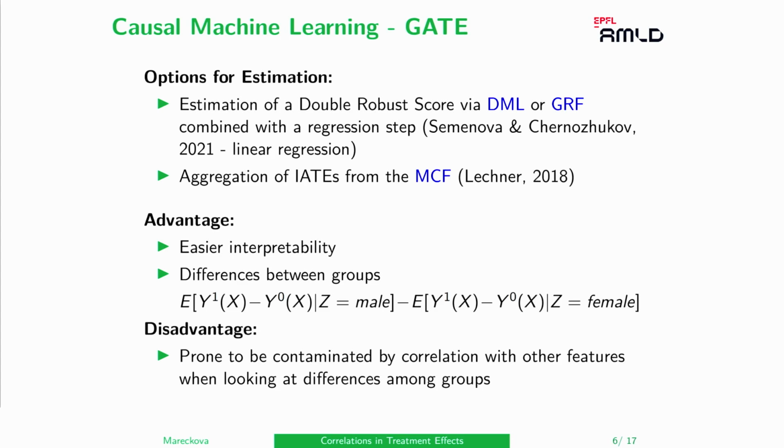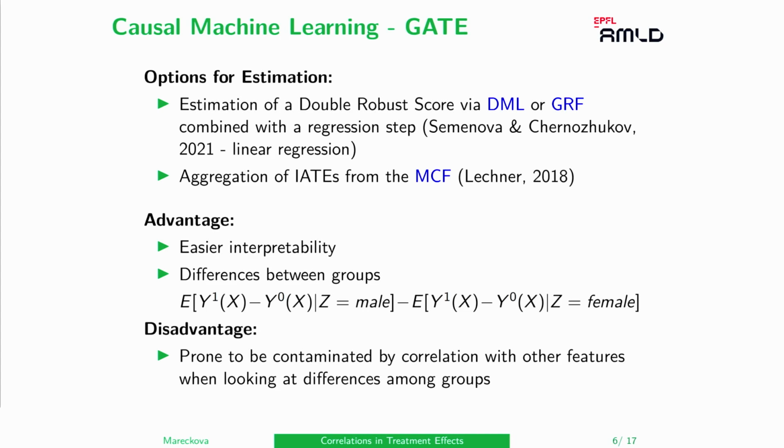What is the advantage? It brings a little bit easier interpretability in the sense that now we can look at the differences among groups. In this example, I just took a group of males and a group of females, and looking at the differences in these estimated potential outcomes might start indicating that there is something behind what works better for males or females.